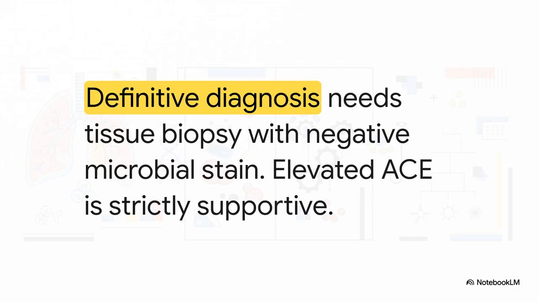Now pay close attention to the strict diagnostic rule here. Never rely solely on elevated serum ACE levels. They just don't have the sensitivity or specificity, so they're strictly supportive. Definitive confirmation absolutely demands a tissue biopsy, like a transbronchial biopsy that actually demonstrates those non-caseating granulomas. And crucially, you have to aggressively rule out infectious mimics like TB and histoplasmosis with negative microbial staining.